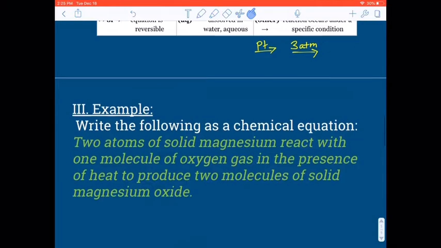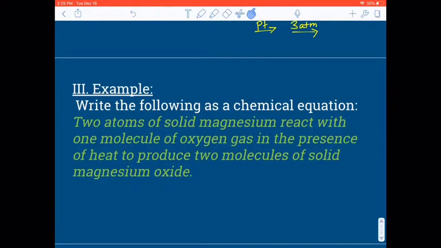So let's try an example. So for this chemical equation, we've got 2 atoms of solid magnesium. So the chemical symbol for magnesium is Mg. And it's solid, and it's reacting with another chemical, so I'm going to include a plus sign, and it's reacting with 1 molecule of oxygen gas. You don't need to write the 1, it's redundant, so we will write O for oxygen, and oxygen is an example of a diatomic molecule.